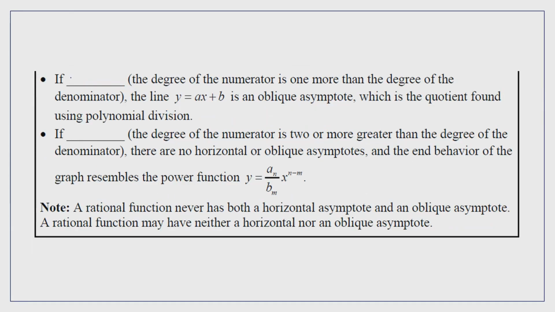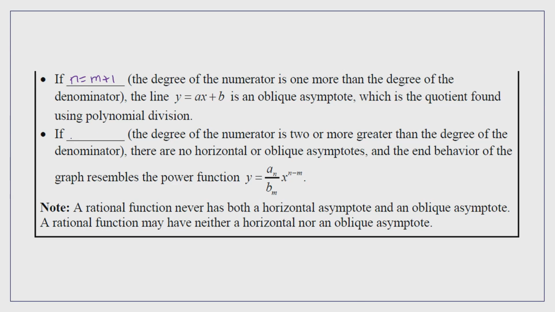If n equals m plus 1, okay, so that's the degree of the numerator is 1 more than the degree of the denominator, then the line y equals ax plus b is an oblique asymptote. Okay, so this is going to be found by identifying the quotient using polynomial division. So if n equals m plus 1, then you have an oblique asymptote, and you need to find that equation by performing polynomial division.